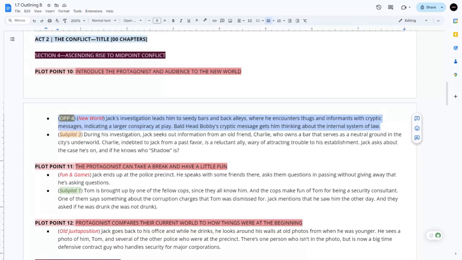Now, as you can see, I added more elements. I built up on the information. This is what's important about the writer aspect: even though I'm expanding, I get to go into the micro. It could have just been thugs, but now it's Baldhead Bobby and we're adding to the world.